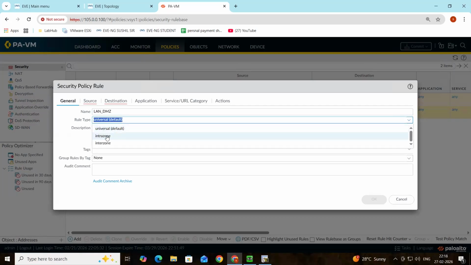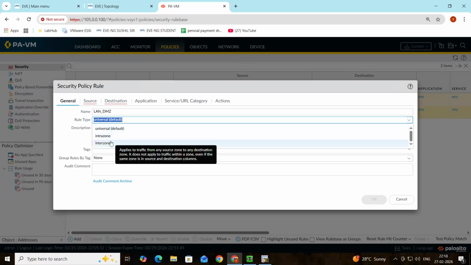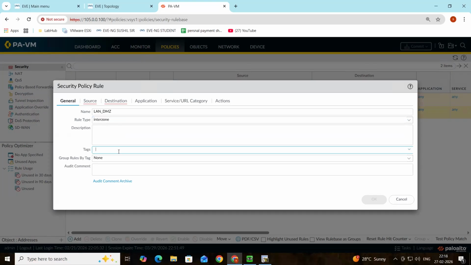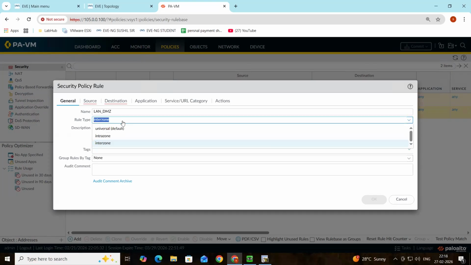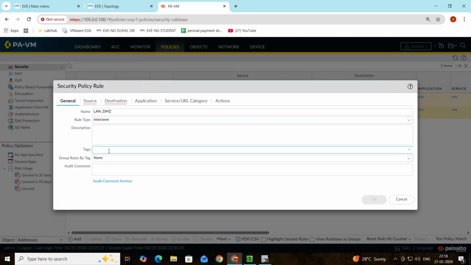See, we have 3 conditions here, right? Interzone, intrazone, universal. What should I go with? Interzone I should go with. If I select intrazone, will it create a problem? No. Because universal means it will combine both. You know, intrazone rule is totally different. Interzone rule is totally different. Interzone means what? When I'll try to communicate between 2 zones.